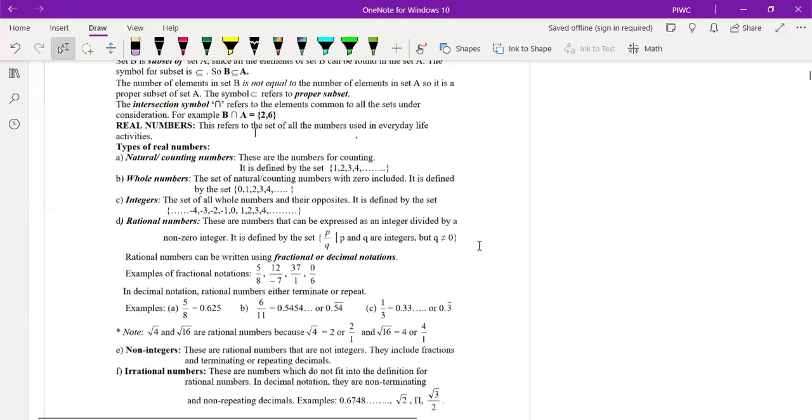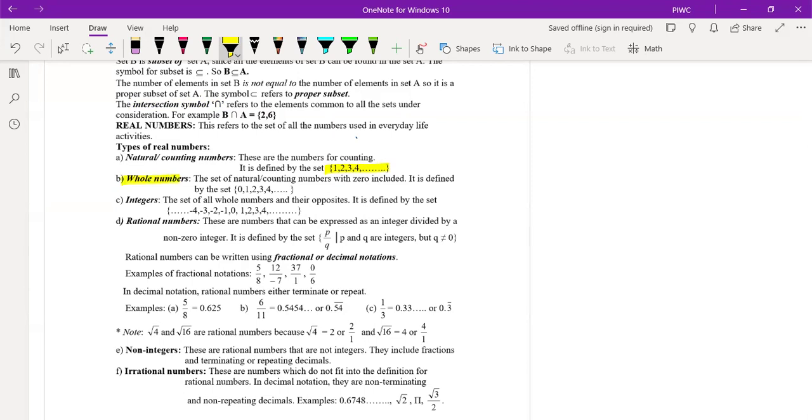So with this knowledge, we now want to look at real numbers. What are real numbers? Real numbers refers to the set of all numbers used in everyday life activities, right? There are different types of real numbers. We have numbers that are called the natural numbers or the counting numbers. These are the numbers for counting, right? So it's defined by the set 1, 2, 3, 4, and so on. These are the numbers used to count, so they are known as natural numbers.